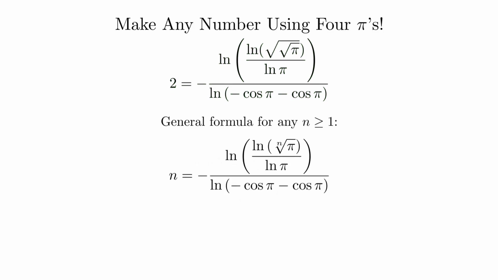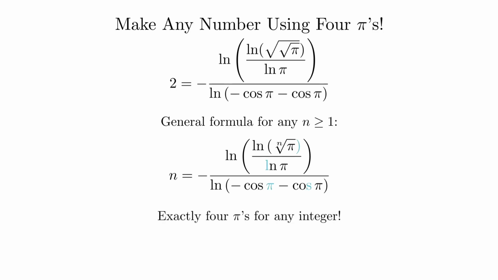This trick works for any integer, not just 2. Check out this general formula for any number n greater than or equal to 1. This formula uses the same idea. We just tweak the number of square roots based on the number we want. And yep, it still uses exactly 4 pies. There they are. Our 4 pies, doing all the heavy lifting. Whether it's 1, 2, 10, or even 100, this formula can make it happen.